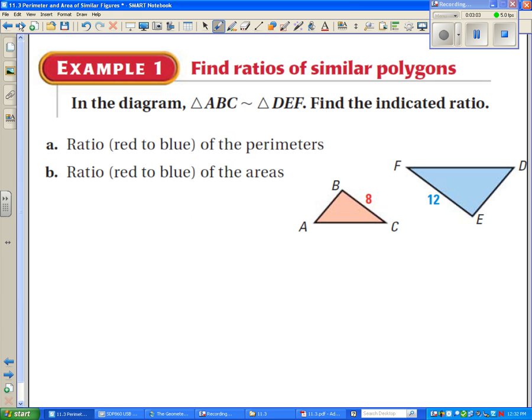If you're told that these two triangles are similar, that means their sides are proportional. Find the indicated ratio of red to blue. Well, red to blue of the perimeters is 8 divided by 12 because it's the same as the side lengths, as I just showed you. Notice this reduces to 2 divided by 3. The ratio of red to blue of the areas, on the other hand, is those squared, 2 squared over 3 squared, because we are now in the second dimension, 4 divided by 9.